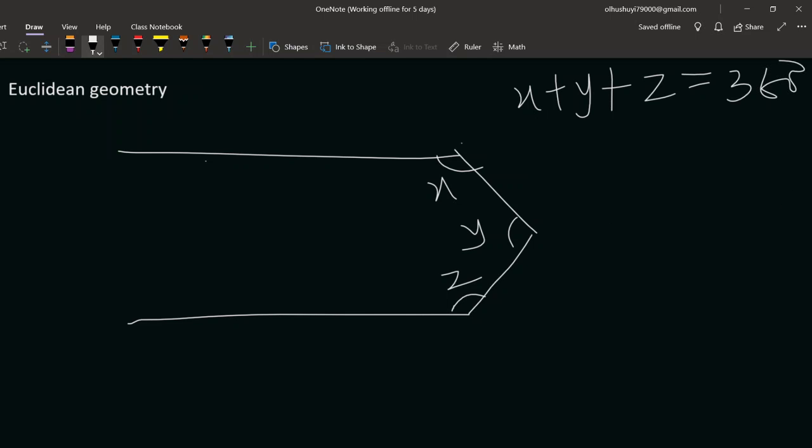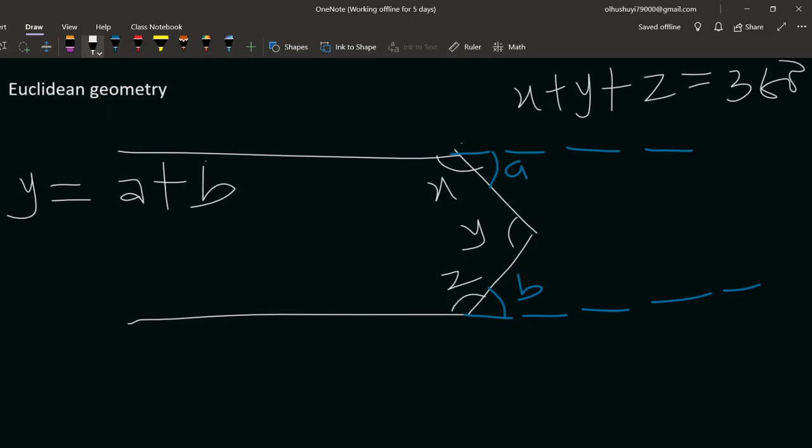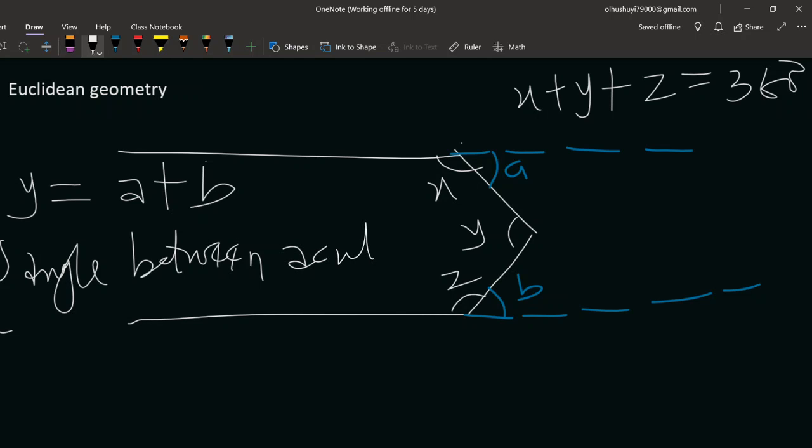So 360. What if there's an extension here? There will be an extension, and I put this place to be a, I put this place to be b. You can equally say that y can be equal to a plus b. Why? We call y the angle between acute angles to the extreme. As a principle.